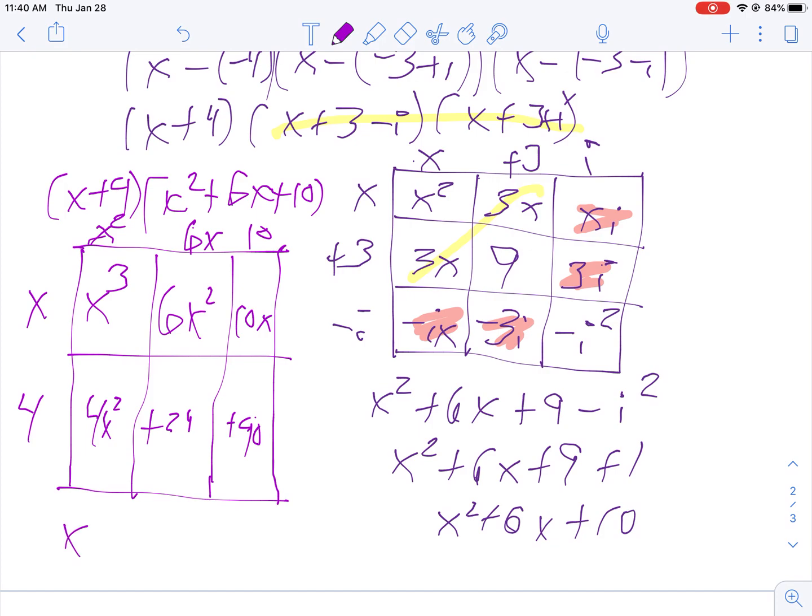So we get x cubed, 4x squared plus 6x squared. Well, that's 10x squared. And then we have, forgot my x there, I just noticed, 24x plus 10x is 34x plus 40. So that is your polynomial that has those roots: x cubed plus 10x squared plus 34x plus 40.